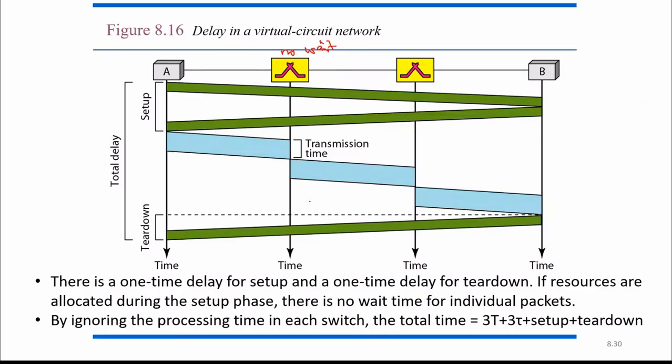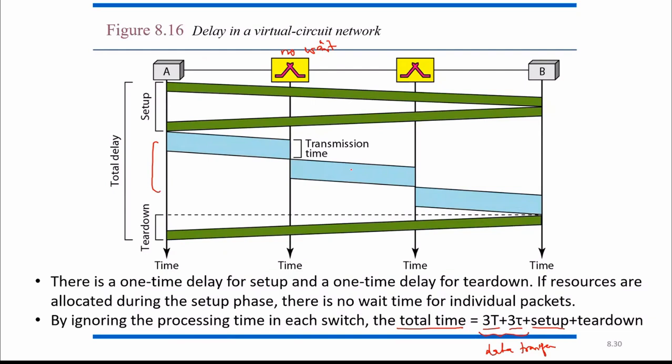So it has no wait time. The final total time taken is 3t for the transmission time during the data transfer, 3 propagation delays, and then the setup time and the tear down time. So setup time, tear down time, and data transfer time make up the total delay in virtual circuit networks.